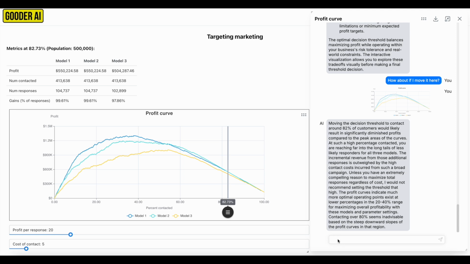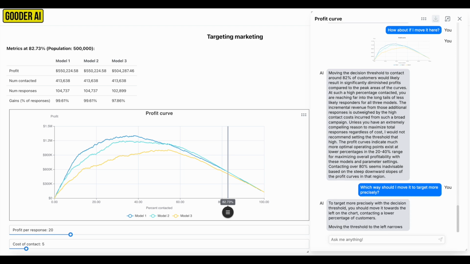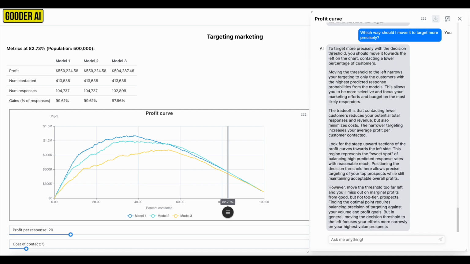All right, and which way should I move it to target more precisely? To target more precisely with the decision threshold, you should move it towards the left on the chart, contacting a lower percentage of customers. Moving the threshold to the left narrows your targeting to only the customers with the highest predicted response probabilities from the models. This allows you to be more selective and focus your marketing efforts and budget on the most likely responders. The trade-off is that contacting fewer customers reduces your potential total responses and revenue, but also minimizes costs. The narrower targeting increases your average profit per customer contacted.